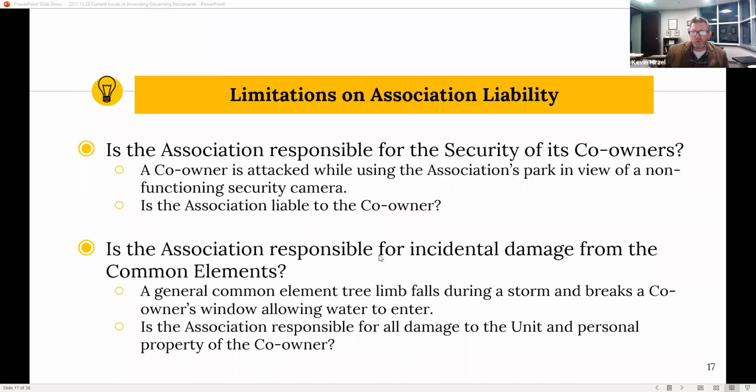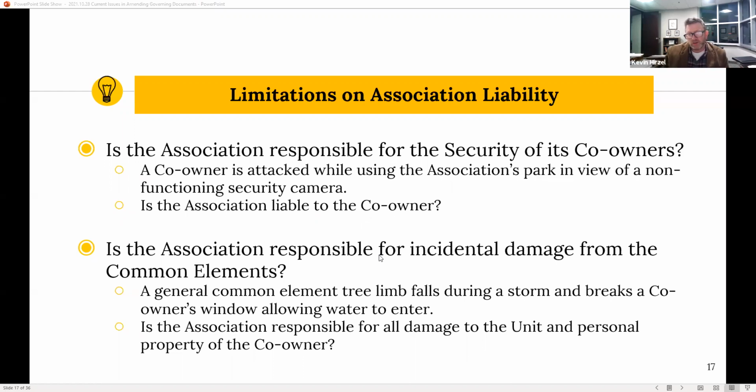During a storm, it goes through a window and allows a significant amount of water to enter that unit. Is the association responsible for all damage to that unit that's ordinarily supposed to be maintained by the co-owner and the personal property of the co-owner? So it is possible that documents can be construed to impose that liability, especially if there's an incidental damage provision that creates liability for the association.